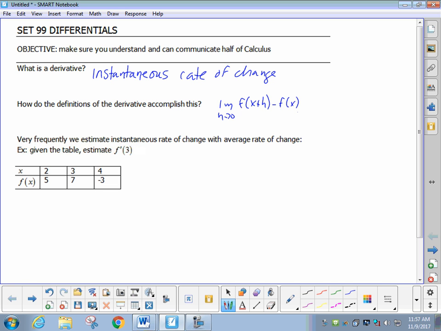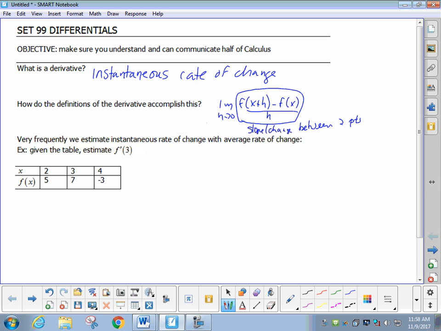How does that work? How does it accomplish instantaneous rate of change? What does each piece do? To me, there are two pieces. The inside does what? This part. What does it do? It's slope, where it's change, slope slash change between two points.